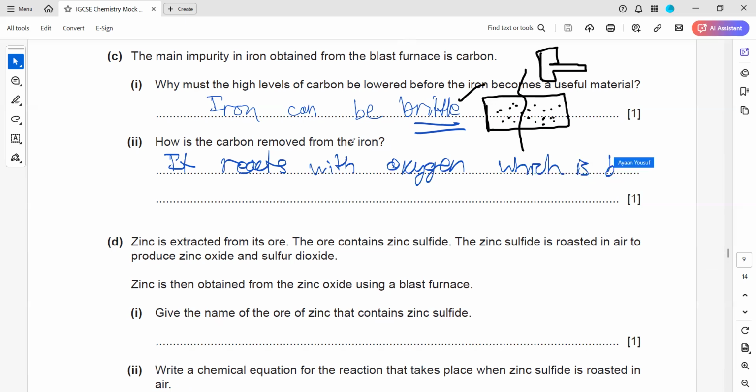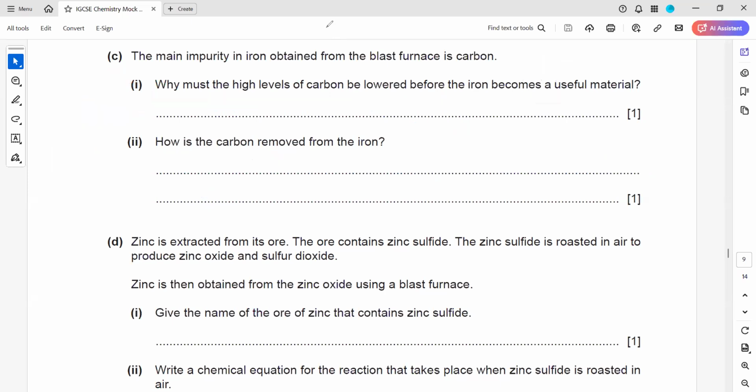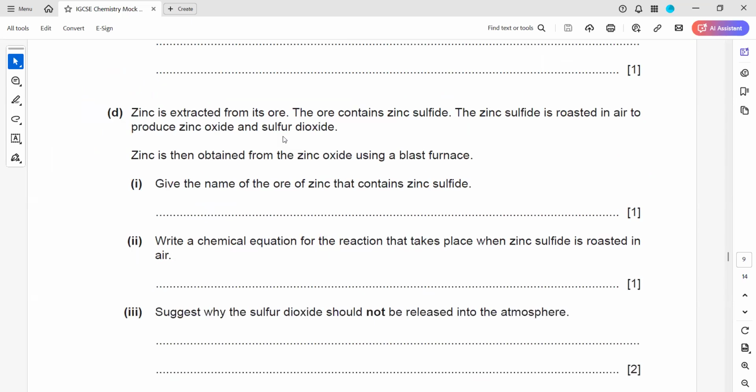And how is the carbon removed? So how do we remove the carbon? In a basic oxygen furnace, the molten iron, use the term molten iron, is reacted with oxygen. When molten iron reacts with oxygen, the oxygen reacts with the carbon to give off carbon dioxide. So oxygen is blown through the molten iron at a high temperature.